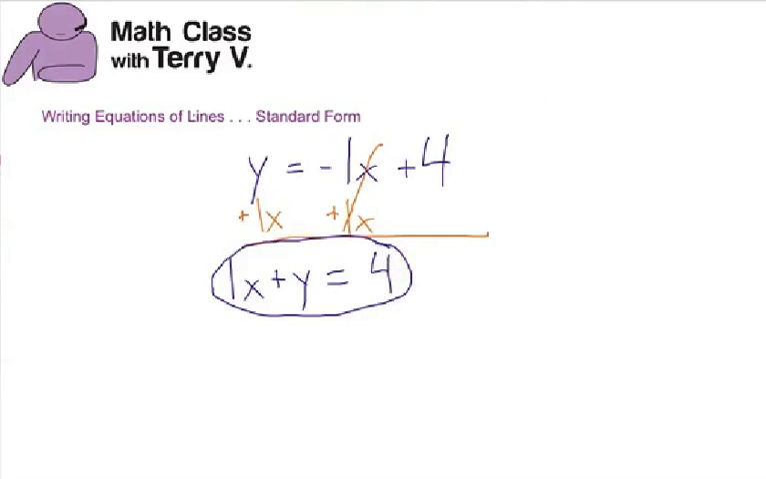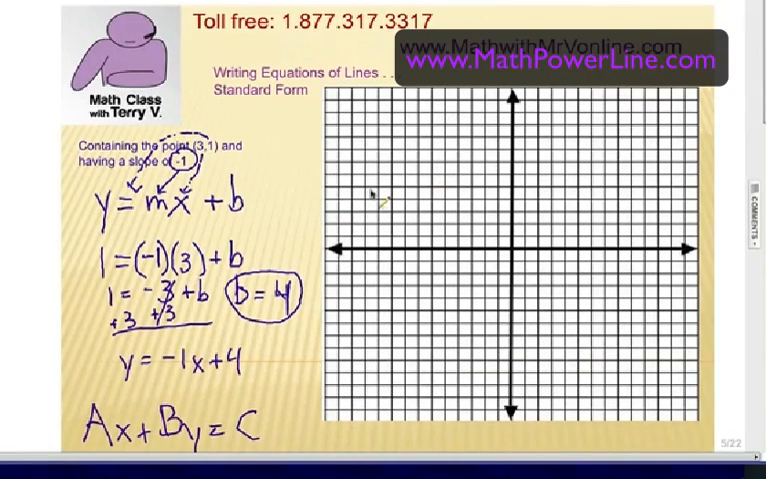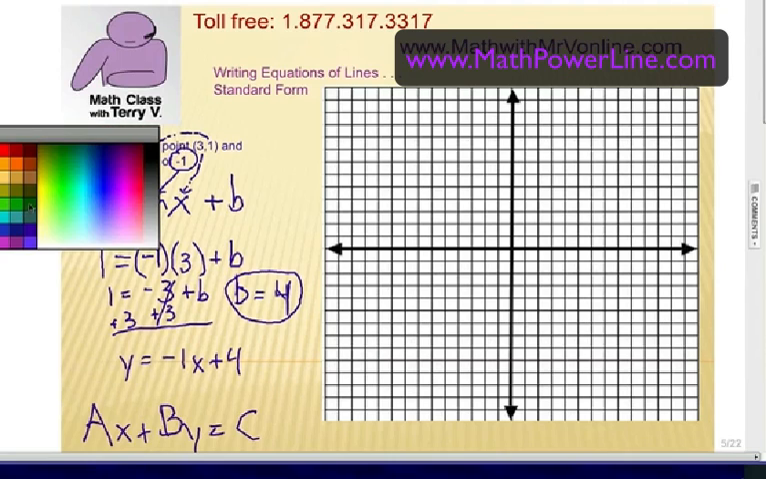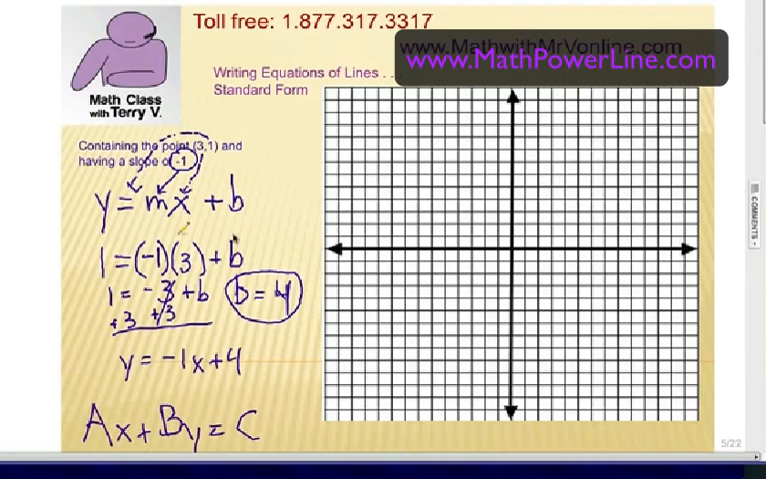Now let's take a brief look at what that would look like on the graph. You can do this without graph paper, as I just demonstrated, but let's take a look. I'm going to change colors to green here, and we're going to locate the point (3, 1). So we're going to go out positive 3 and up 1, and we're going to have a slope of -1, which means down 1 over 1, down 1 over 1, and so on.